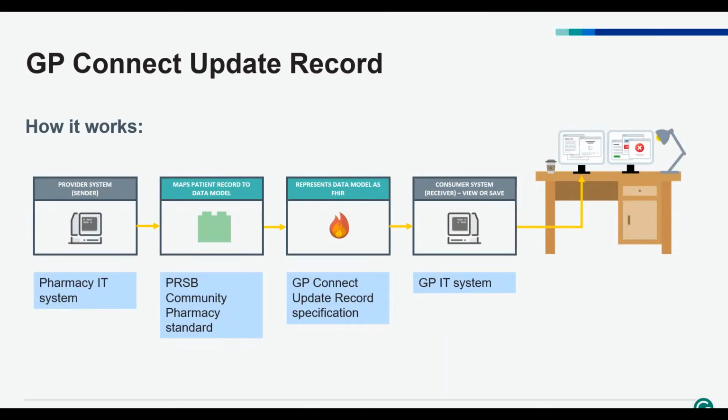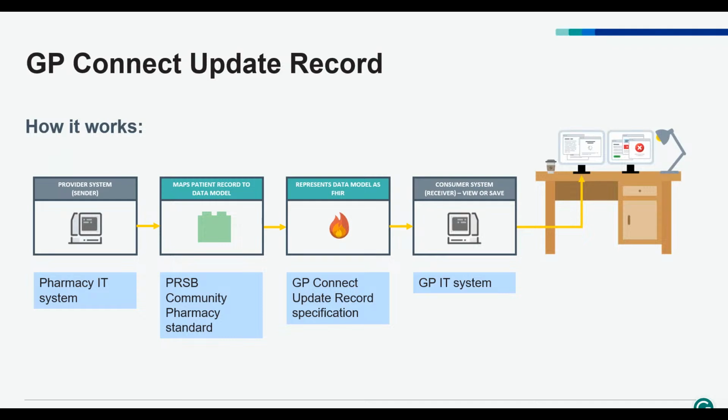So how it works is the pharmacy IT system collects the information as they would as part of their consultation. That is modelled against a standard that was developed by the Professional Records and Standards Body, the PRSB. They did an exercise a couple of years ago with lots of stakeholders to agree on an information model. So what should pharmacies be recording as part of these services, and what information should they be sharing with the GP, recognising that not all of it is necessarily relevant to the GP. So that was agreed, and the pharmacy IT systems have been modelled against that.